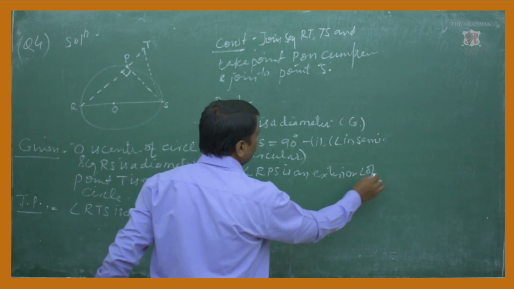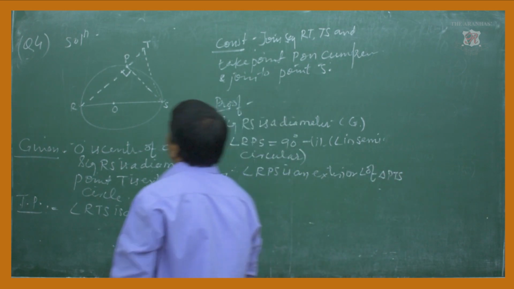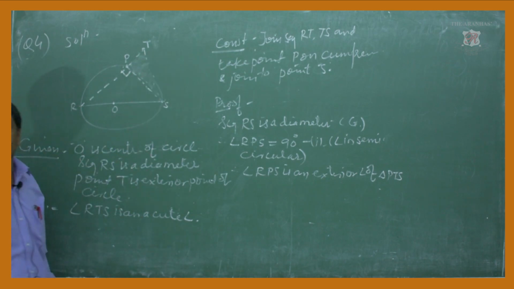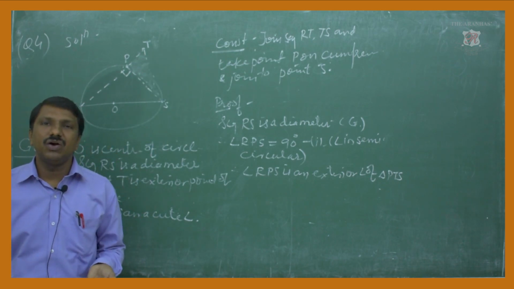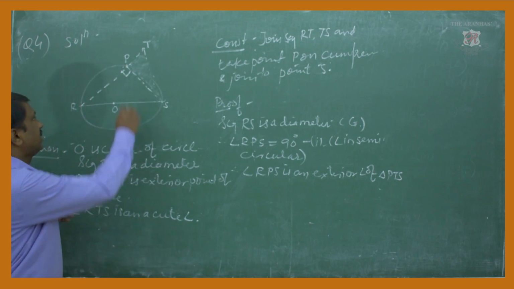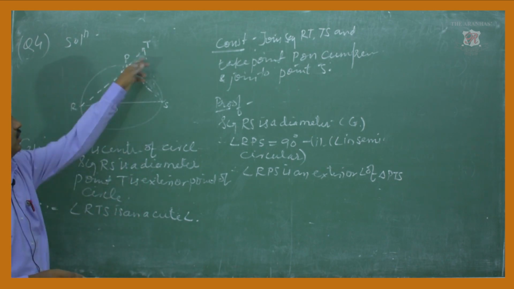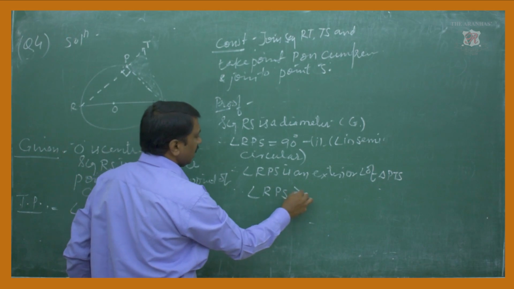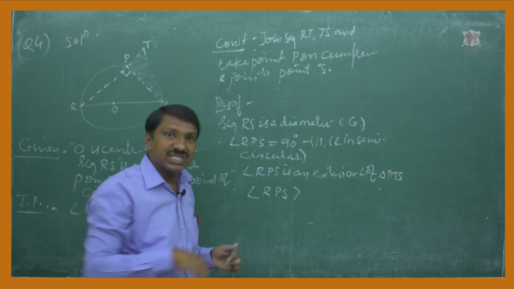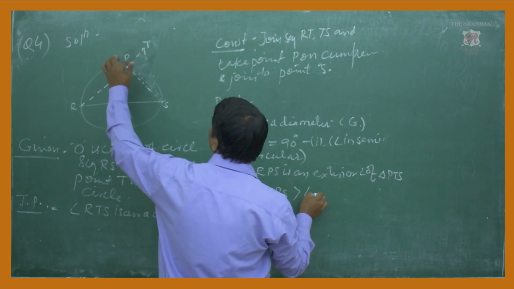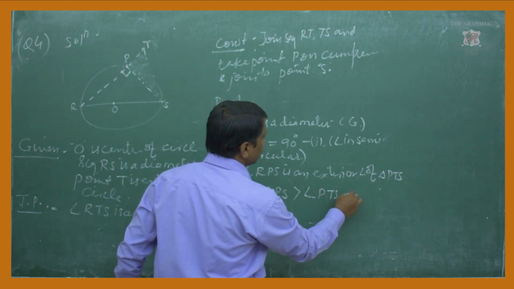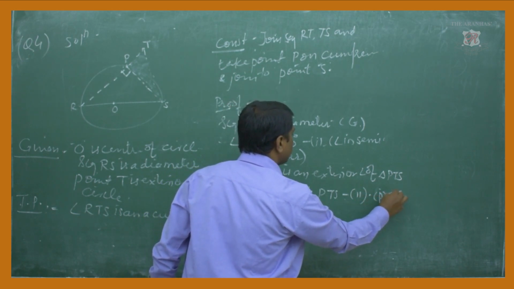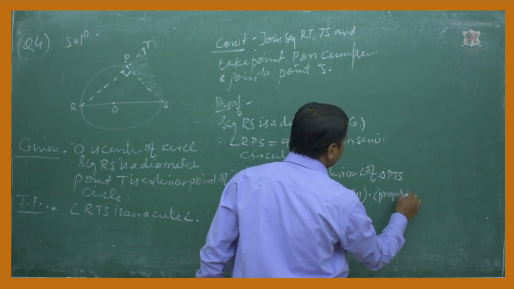The next one, which is the triangle? Triangle PTS. We said RPS is the exterior angle of triangle PTS. So immediately we know the property of an exterior angle: the exterior angle is always greater than its remote interior angle. So we can write, therefore angle RPS is greater than angle PTS. This is the second step, the property of the exterior angle theorem.